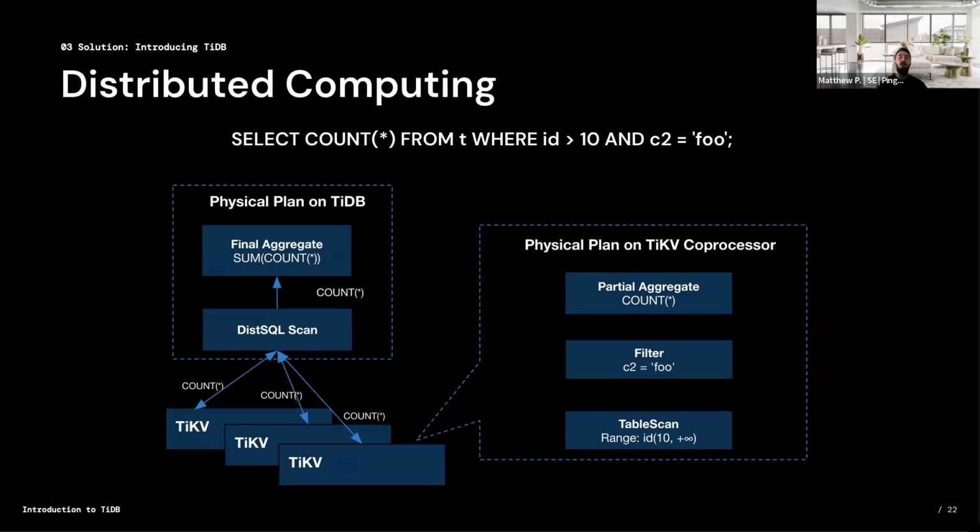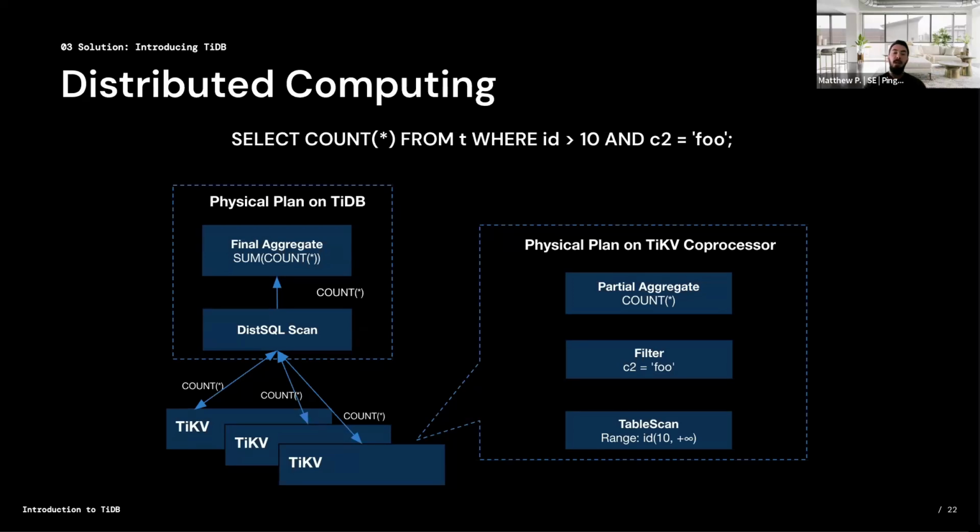Now, let's jump into distributed computing. So let's say you have a query like this: select count(*) from T where ID is greater than 10 and C2 equals foo. In a traditional system, this would all be done on a single instance. But TiDB will split up the individual processes of this query and send them to all the individual nodes that are involved in this transaction.